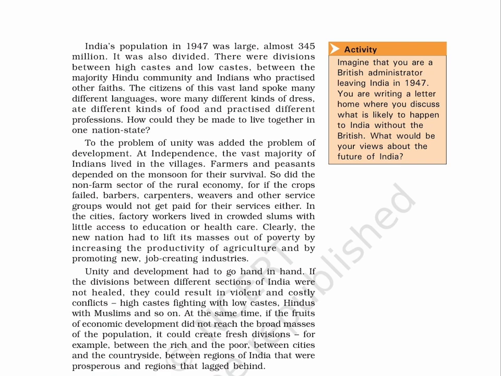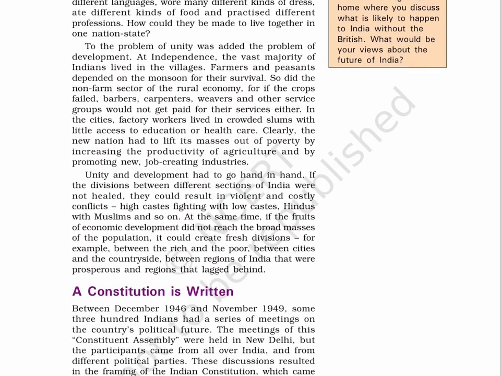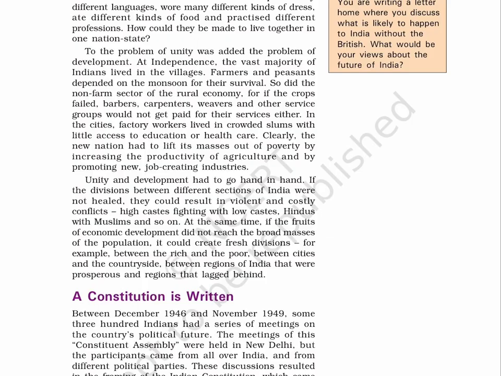To the problem of unity was added the problem of development. At independence, the vast majority of Indians lived in the villages. Farmers and peasants depended on the monsoon for their survival. So did the non-farm sector of the rural economy, for if the crops failed, barbers, carpenters, weavers, and other service groups would not get paid for their services either. In the cities, factory workers lived in crowded slums with little access to education or health care.